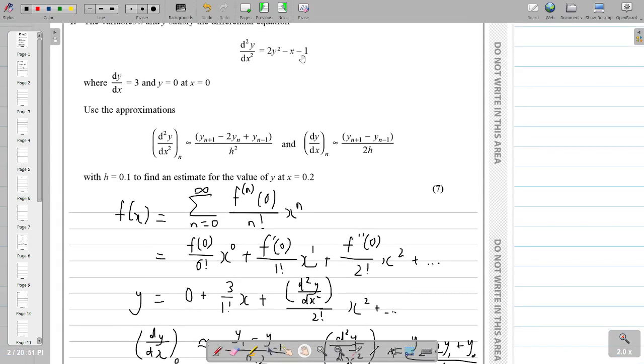So y sub 0 will be when x is equal to 0. All right, so let's try. When y is equal to 0, x is equal to 0, so let's sub 0 both into that. So basically, d2y dx squared is equal to negative 1 when y is equal to 0 and when x is equal to 0. Y at x equals 0.2.